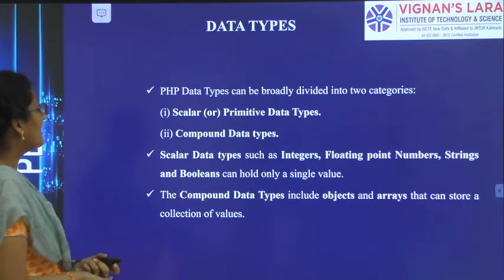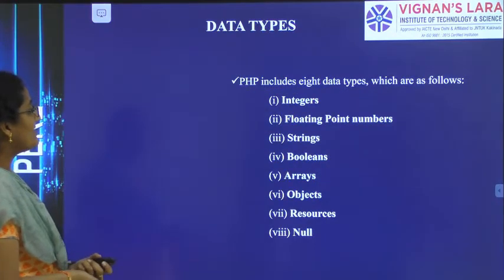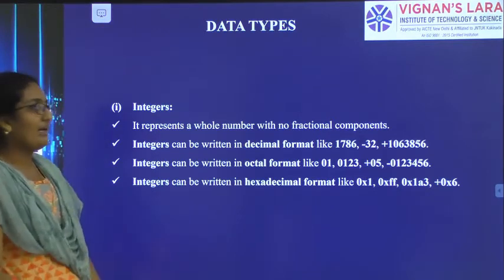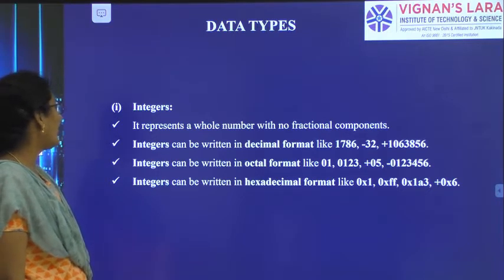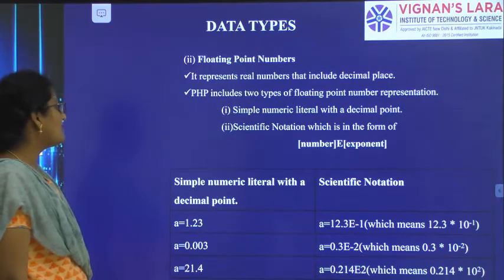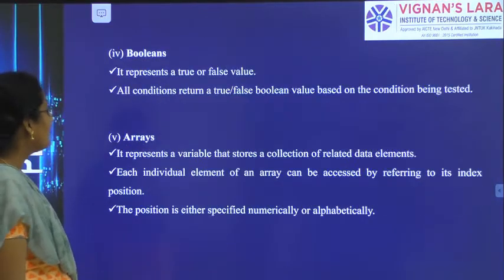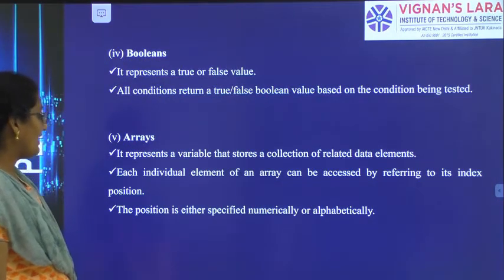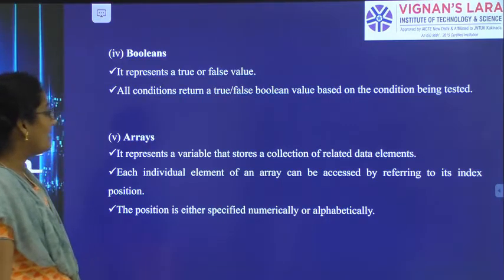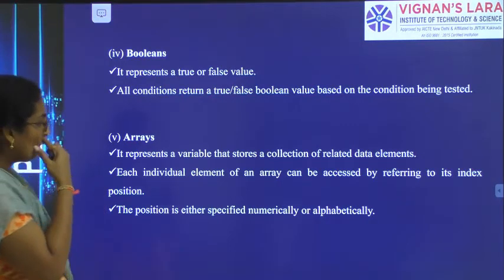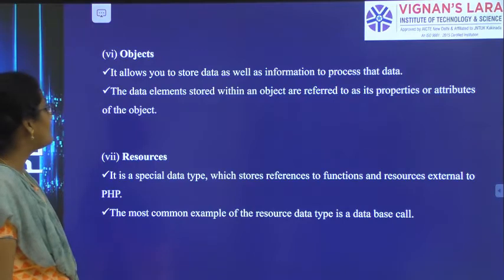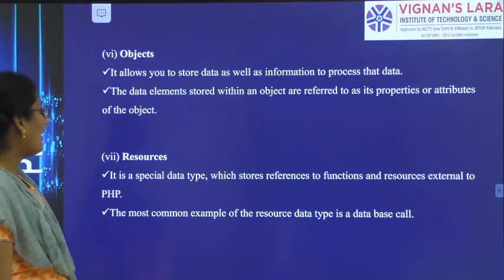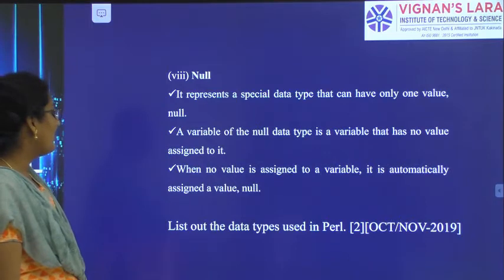We have primitive data types and compound data types: integers, floating point numbers, strings, booleans, arrays, objects, resource and null. These are all the same data types in this programming language also. Integer can be in decimal format, octal format and hexadecimal format. Floating point numbers, strings which will hold the names, booleans which will give you only two values, either true or false, arrays which can store a group of elements, objects and resources are compound data types where you can store the processed data, where you can have the attributes also, and null is also a data type.